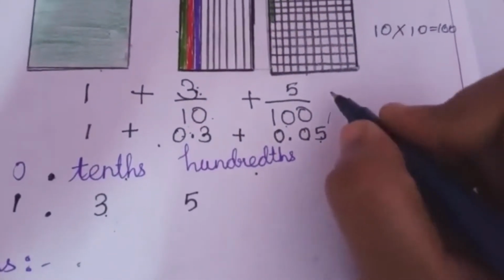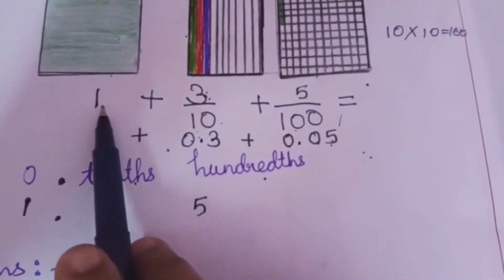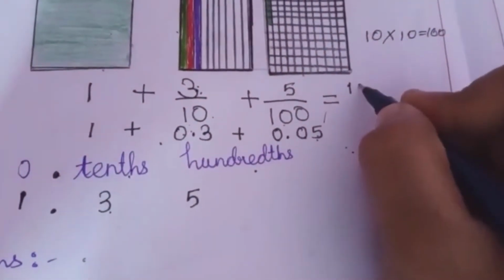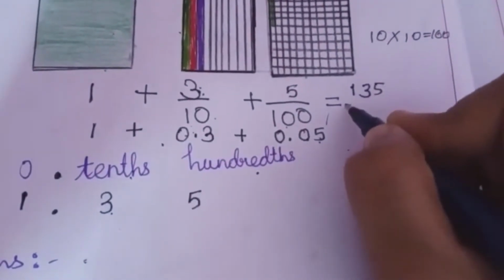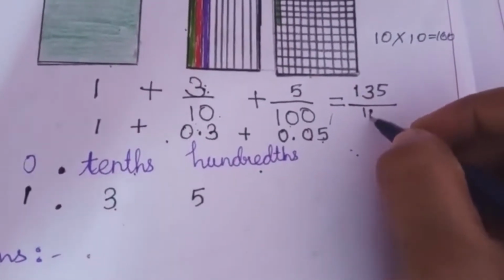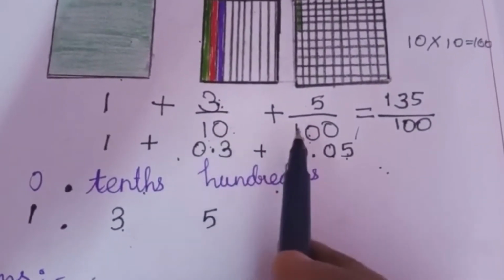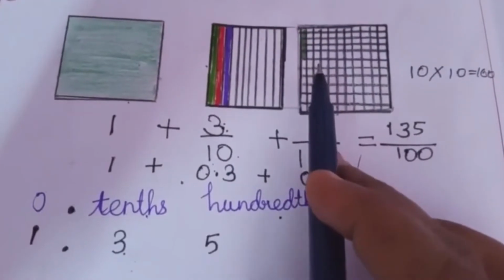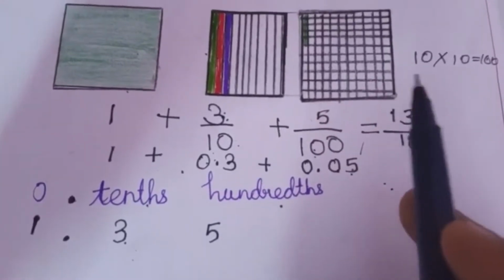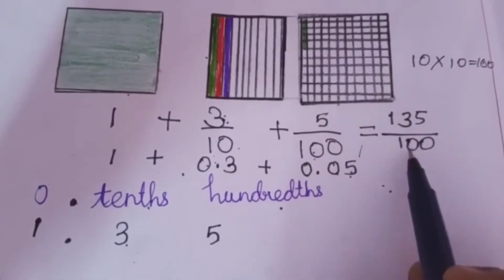This is over. Now next we will add it. Okay, this is 1 plus 3 by 10 plus 5 by 100, equal to 135 by 100. You can ask how 10 and 100 can be equal. Yes, tens are divided further into hundreds. Okay, so 10 and 100 can be equal. So we are writing 100.